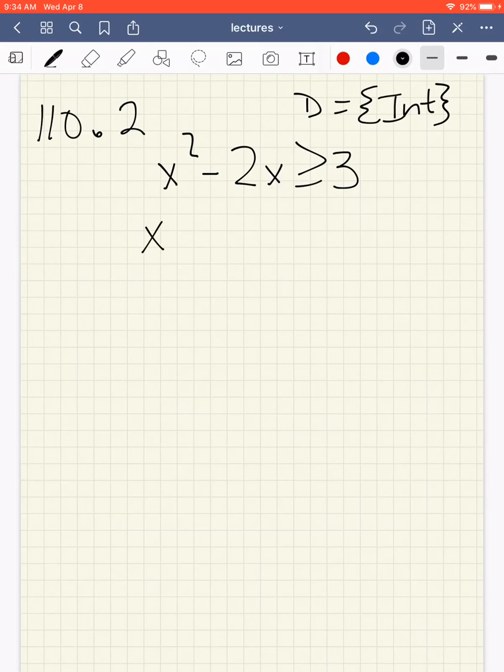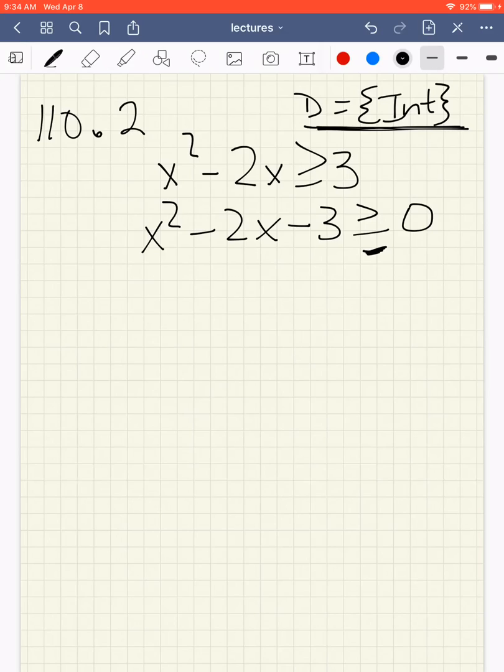So this would be x squared minus 2x minus 3 is greater than or equal to 0. So again, we're looking for greater than or equal to 0, but this one is an equals. So we're looking for the positives when we're finished. And also remember our domain is integers, so we can only have dots with lines. Okay, just solid dots, no open dots.